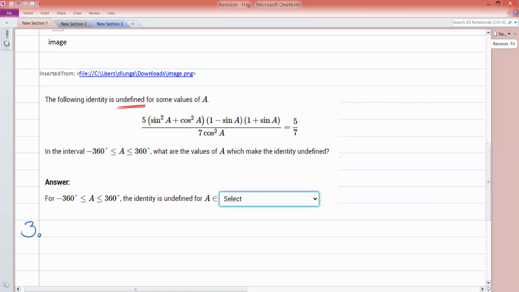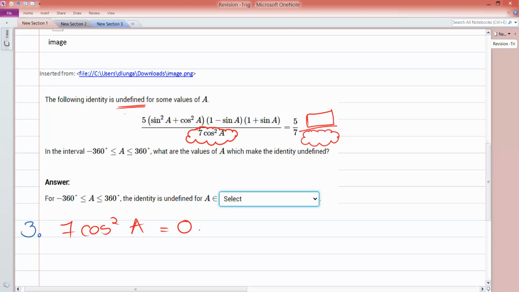Now, remember, if they're looking for something that's undefined, which part of your identity do we look at? We look at the denominator. Brilliant, denominator. For this one, you're not going to look at both sides because there isn't a trig ratio on this side. But if there was a trig ratio on the other side with a denominator, you would also have to look at that denominator on the other side of the equal sign. But for this one, since we only have 7 cos squared A, that's the only one we're going to make equal to 0.